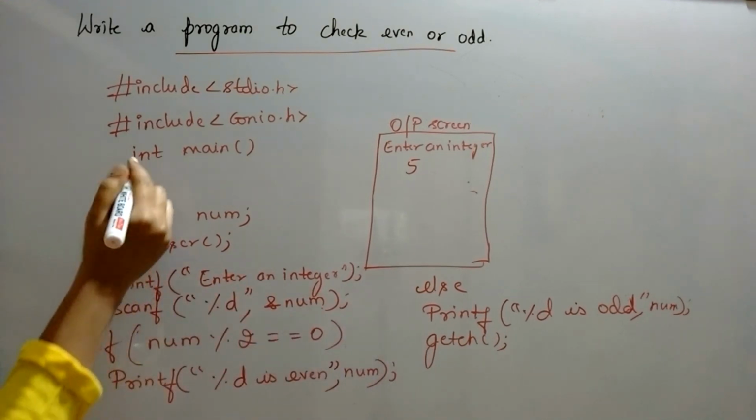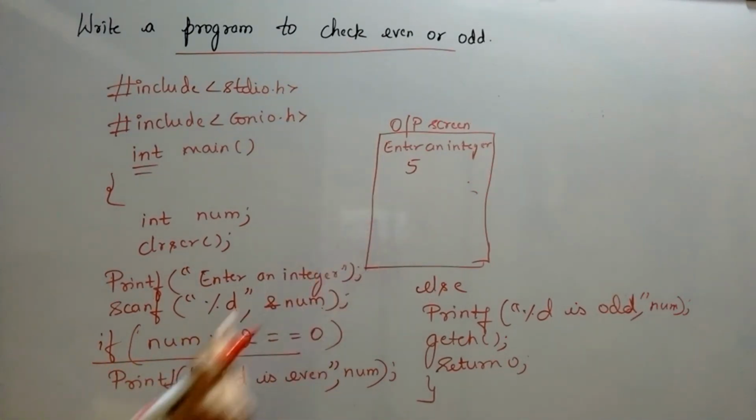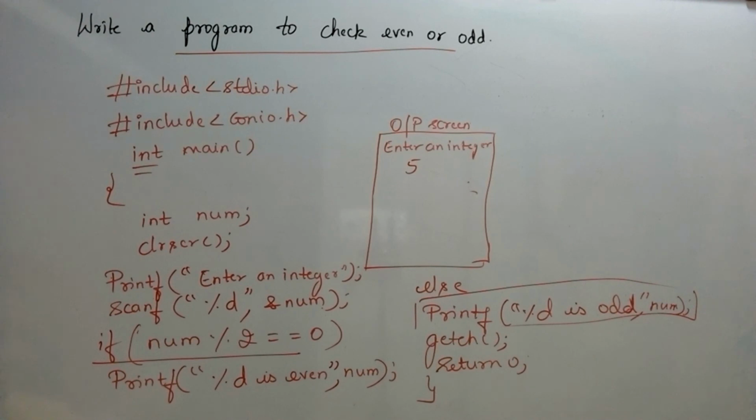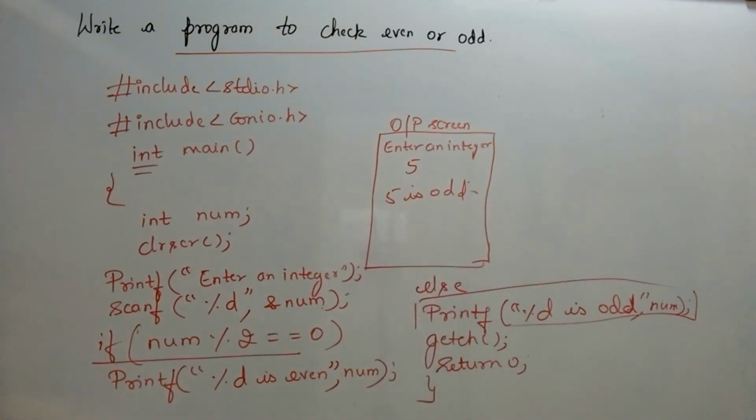Fine, now since I have used int main, I have to give a return value. I am going to write return 0 and then close. Now it will check if this condition is true or false. Is 5 mod 2 equal to 0? It is false, therefore it will display this statement. Fine, that is 5 is odd. Fine, this is how we write a program to check whether the entered number is even or odd.